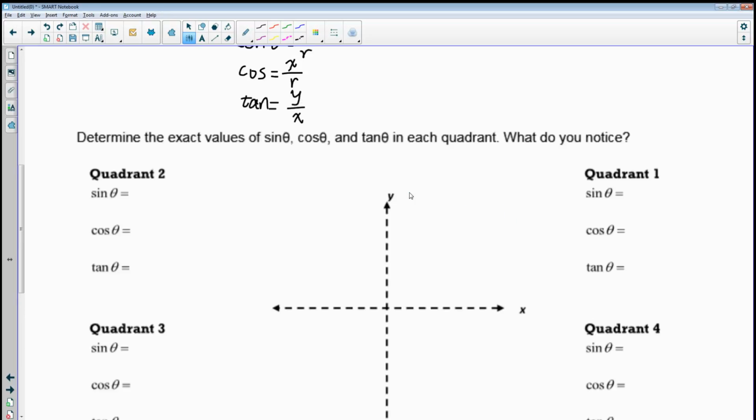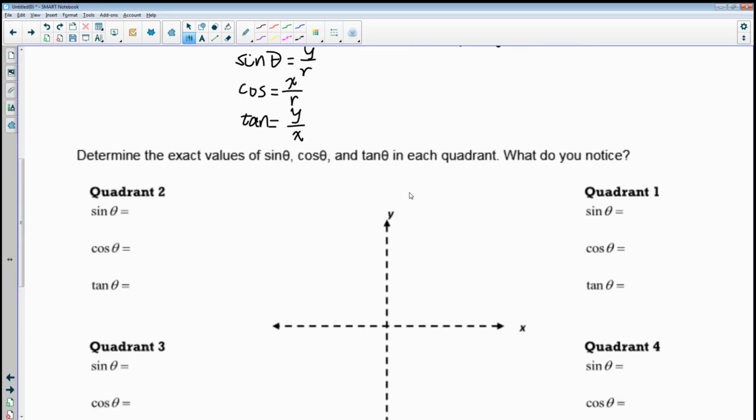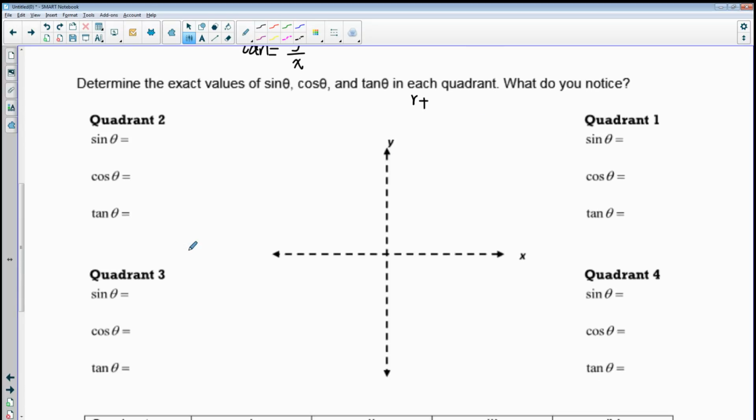Now, because y, x, and r are not just lengths, they're not always positive. They're sometimes positive, sometimes negative, except r is always positive. But that's not true for x and y. So consider each quadrant. In each quadrant, how does the sign of x and y change? Sign, not trig ratio, the positive or negative of it.